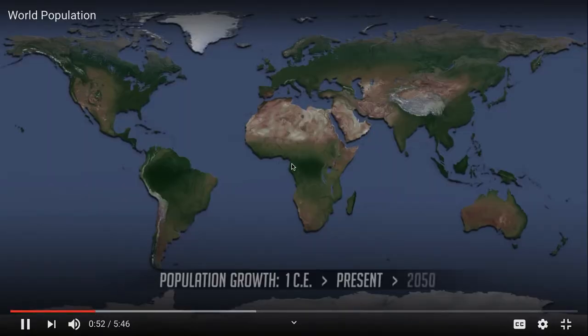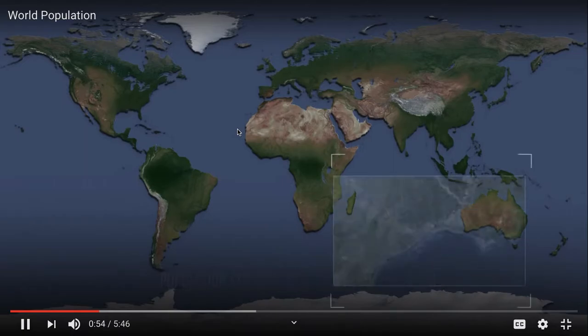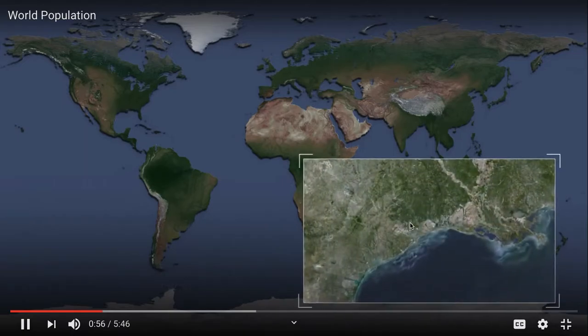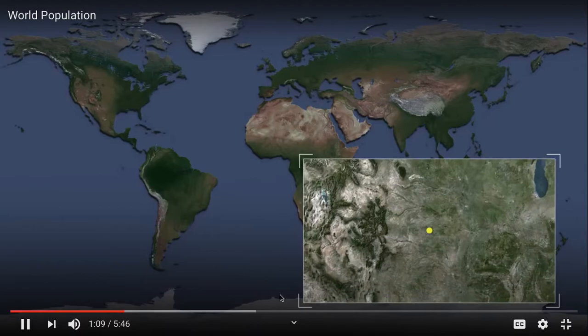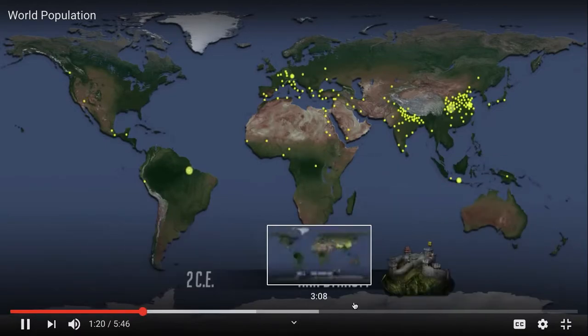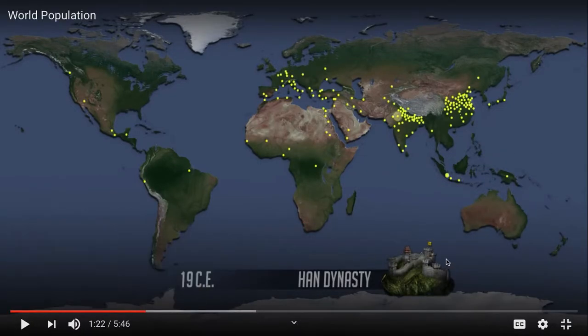So this is going to show the population over the past 2,000 years. Each dot is going to represent 1 million people. As it goes through, it's going to have little thingies down here to kind of tell you what's happening in the world. So this is 19 CE, right about 2,000 years ago. You can see there's this many millions of people in the world, and you can kind of see where they're all located.